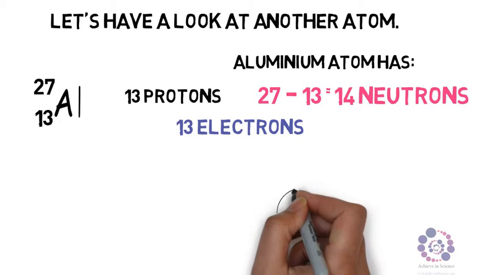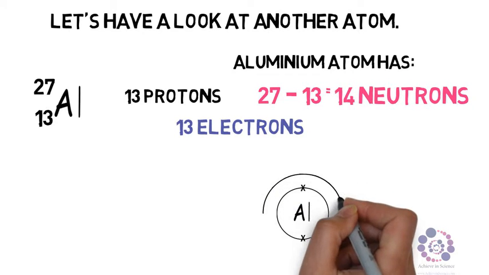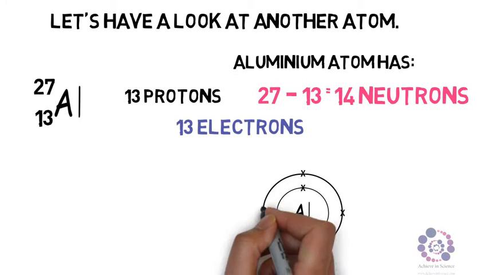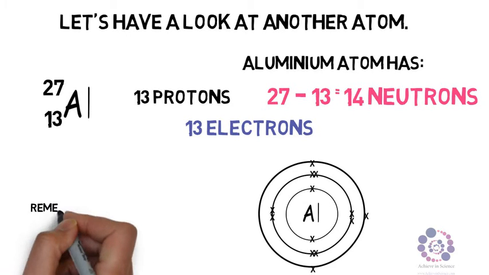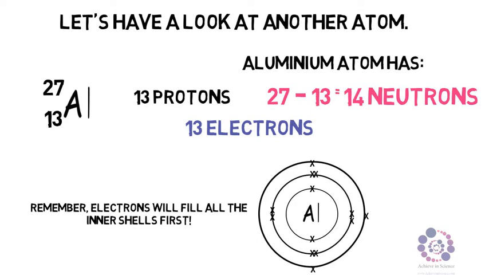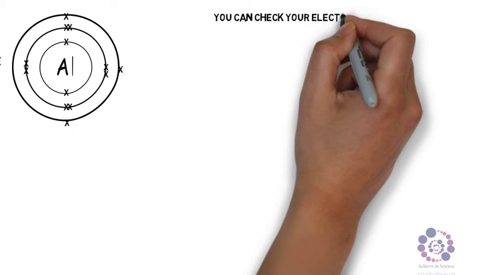We can then draw the atomic structure of aluminium. 2 electrons in the first shell, 8 in the second shell, and then 3 in the third shell. If we total those all up, 2 plus 8 plus 3, there are 13 electrons. We have drawn it correctly. Now remember that the electrons will always fill the innermost shells first, so that's another way we can tell that we've drawn it correctly.